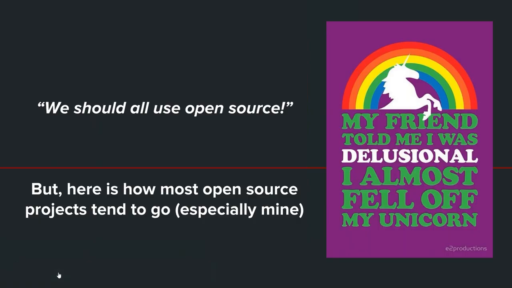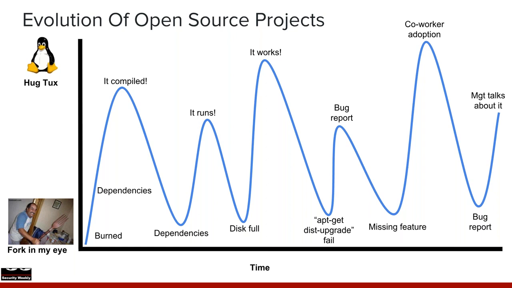So next slide. Then it comes down to, well, maybe we should all be using open source. But here's how most open source projects go. It's not all rainbows and unicorns when you implement open source software. So if you switch to the next slide, the evolution of open source projects, right? This is typically, in my experience, how an open source project is implemented.